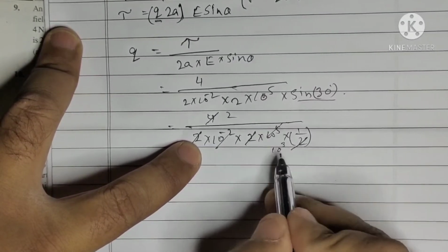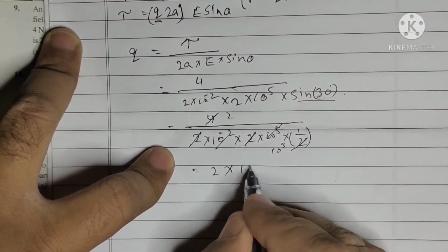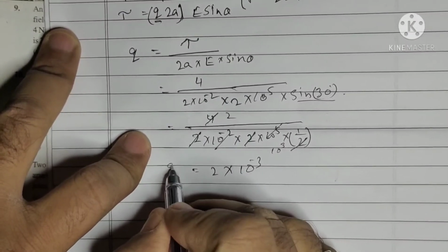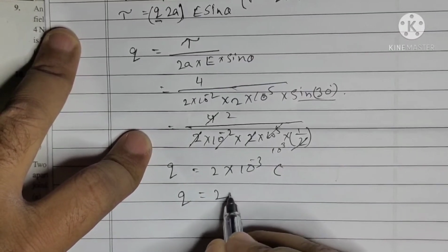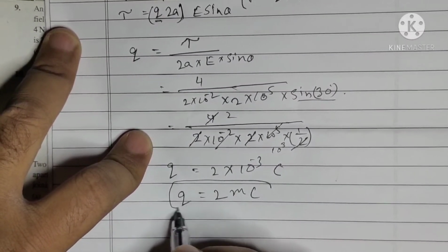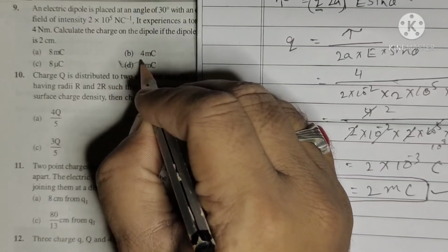If it is going up, it will become minus, that is 2 into 10 power of minus 3 Coulomb. That means this can also be said as 2 millicoulomb. So this is the final answer. Hence we can say that the fourth option is correct.